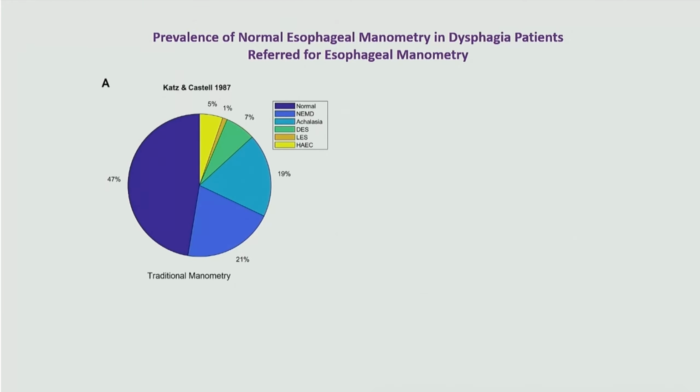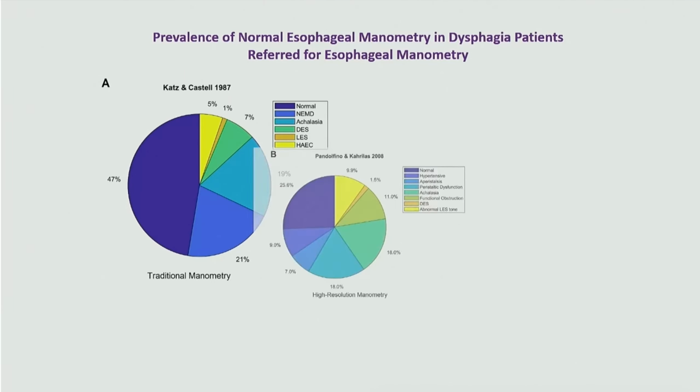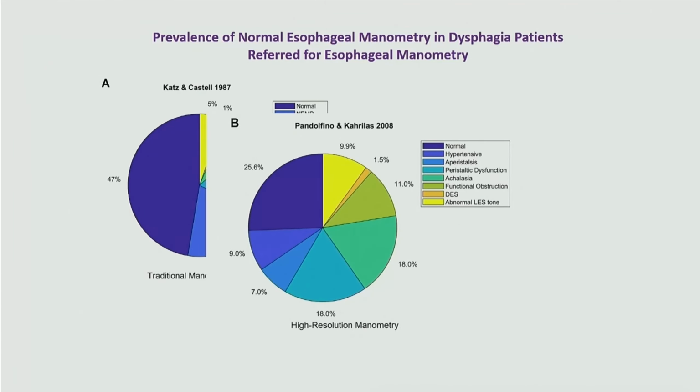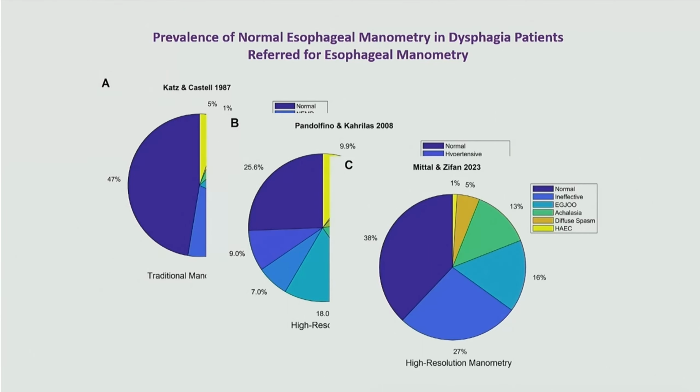The original studies by Cutts and Castell in 1987 had 47% of patients referred classified as normal. Work by Pandolfino-Carrillas in 2008 found 25.6% of these patients were classified as normal, but they had dysphagia symptoms. And our work recently published in 2023 shows that we see like 38% of patients referred to us who, based on the Chicago 4.0, have everything normal, but still have dysphagia symptoms.